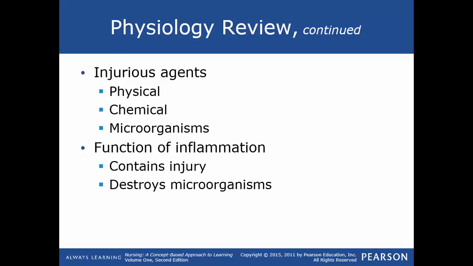Alright, so your injurious agents: physical, these include mechanical objects causing trauma to tissues, excessive heat or cold, and radiation. Chemical, these are external irritants like strong acids, alkalis, poisons, irritating gases. Your internal irritants are substances manufactured within the body, like excessive hydrochloric acid in the stomach. Your microorganisms that cause inflammation are bacteria and viruses.